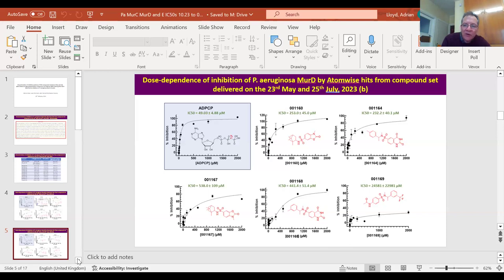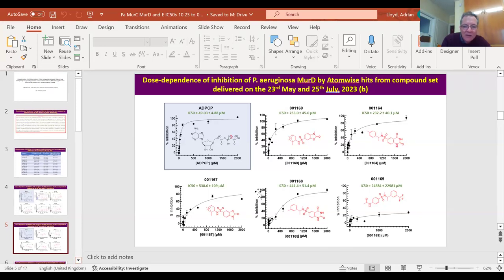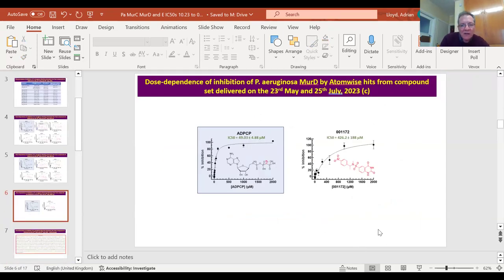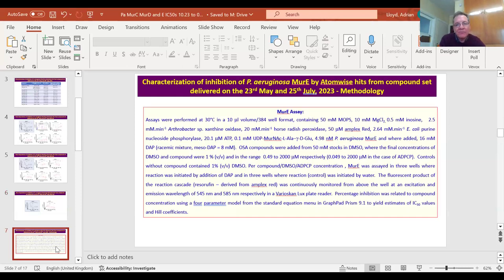So if I just move on. This is the last compound that gave greater than 50% inhibition in the original screen against MurD, 00172. Again, an IC50 of about half millimolar. Right, MurE. Again, the same approach. These are the assay details. We look at the data in the same way.